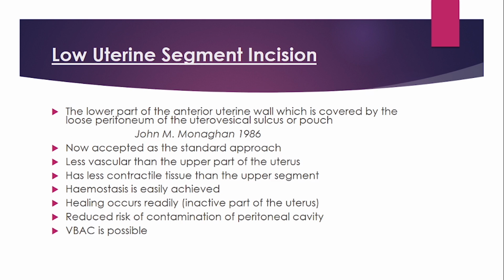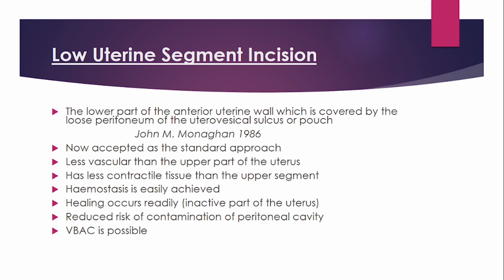So now, let's talk about low uterine segment incision. The lower part of the anterior uterine wall, which is covered by the loose peritoneum, is the uterovesical sulcus or pouch. And it's easy to recognize this at surgery. You see the loose UV peritoneum, and you know that that's the region of the lower uterine segment. It's now accepted as a standard approach.